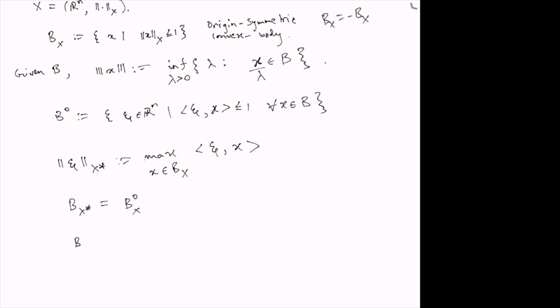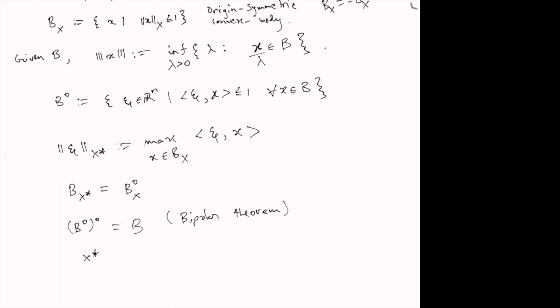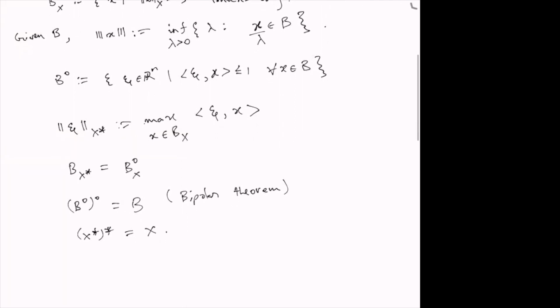Now the bipolar theorem says that if you take the polar of the polar, you get back B. This is true for origin symmetric convex bodies. This is a simple consequence of the Hahn-Banach theorem. In particular, this implies that if we take the dual of a norm twice, we get back the original norm.